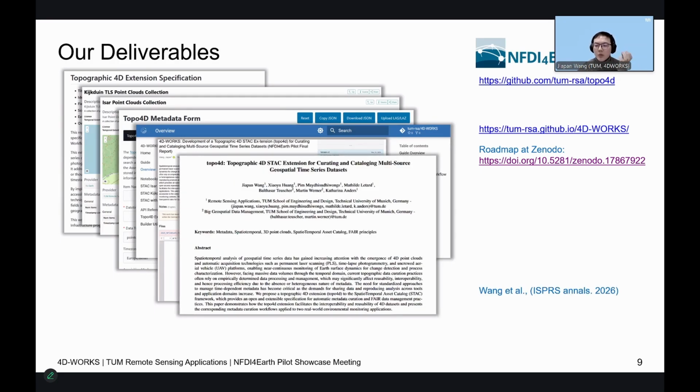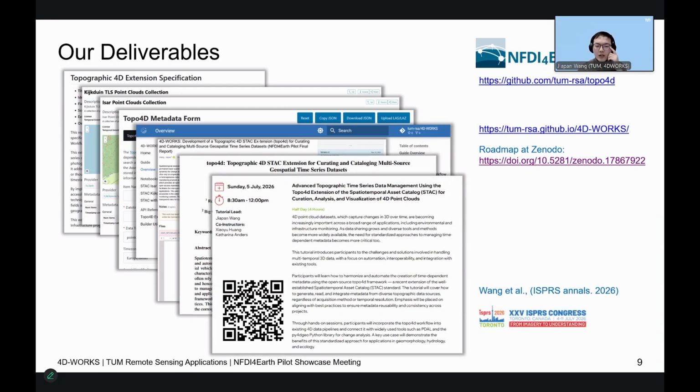Furthermore, we disseminate these contributions through scientific publications, including a full paper submission and also half-day tutorials at the upcoming ISPRS Congress. This is also a major community for the users and people who are interested in this data and the analysis.